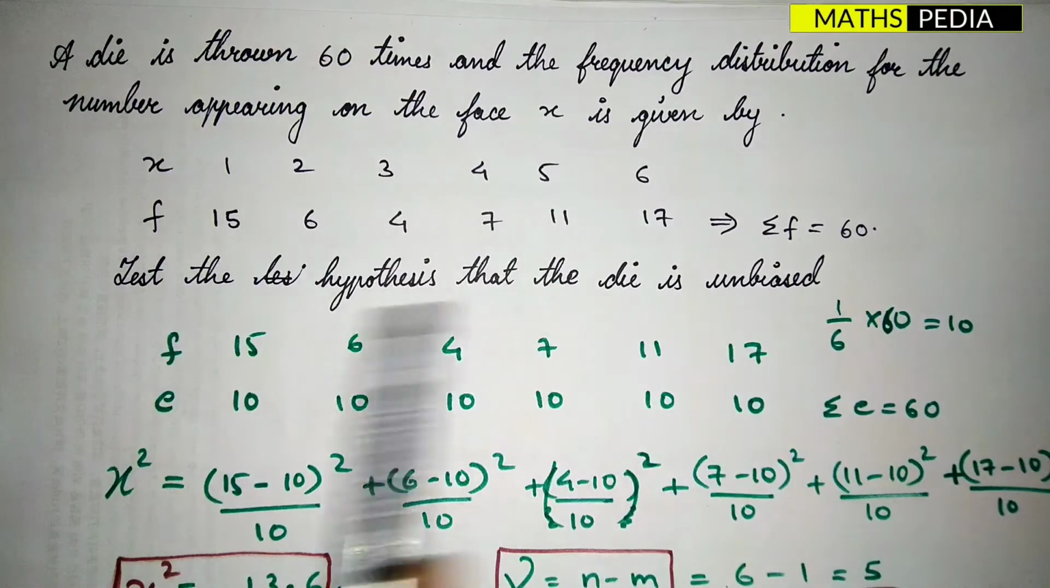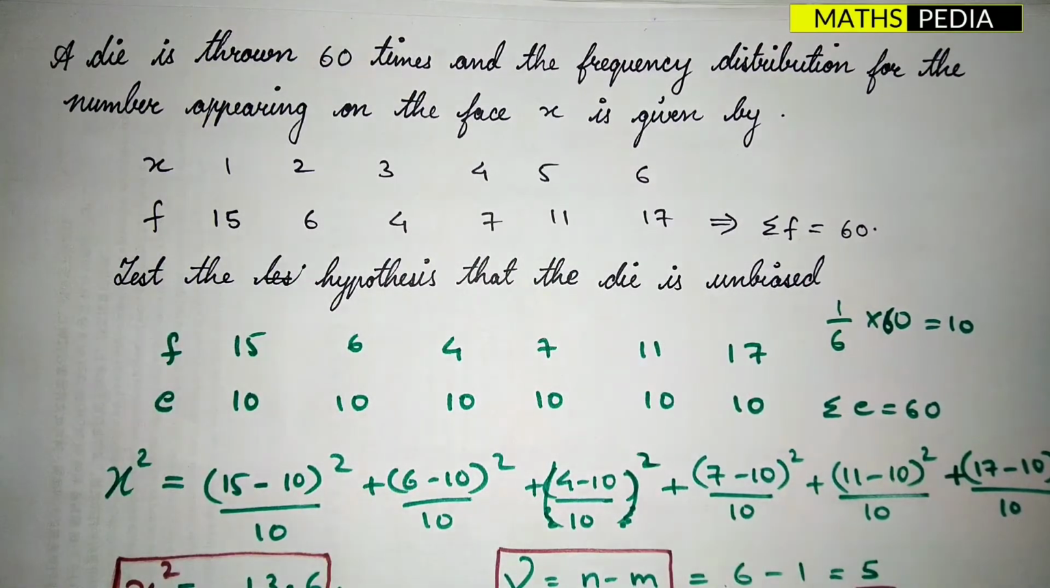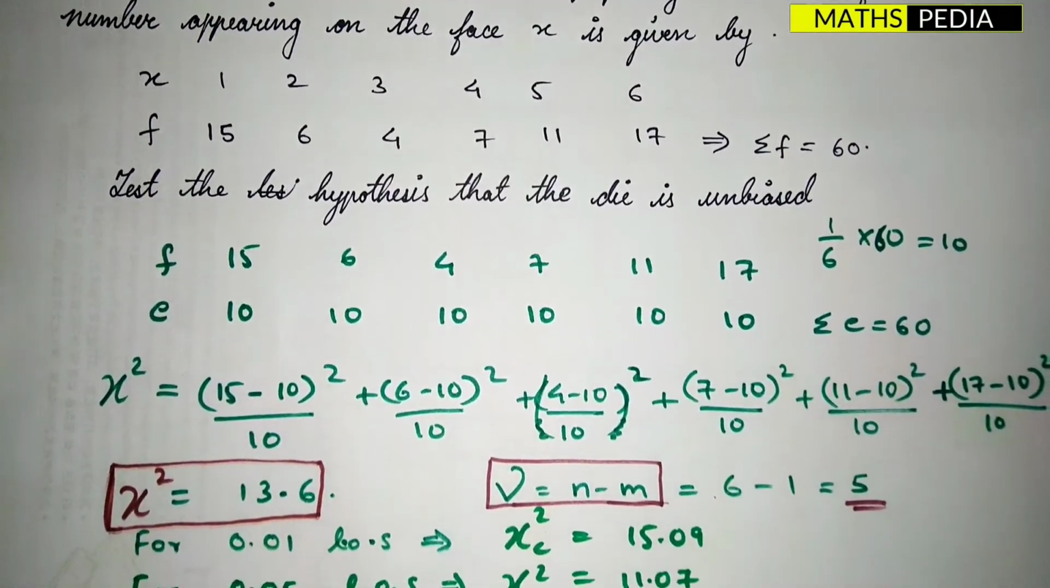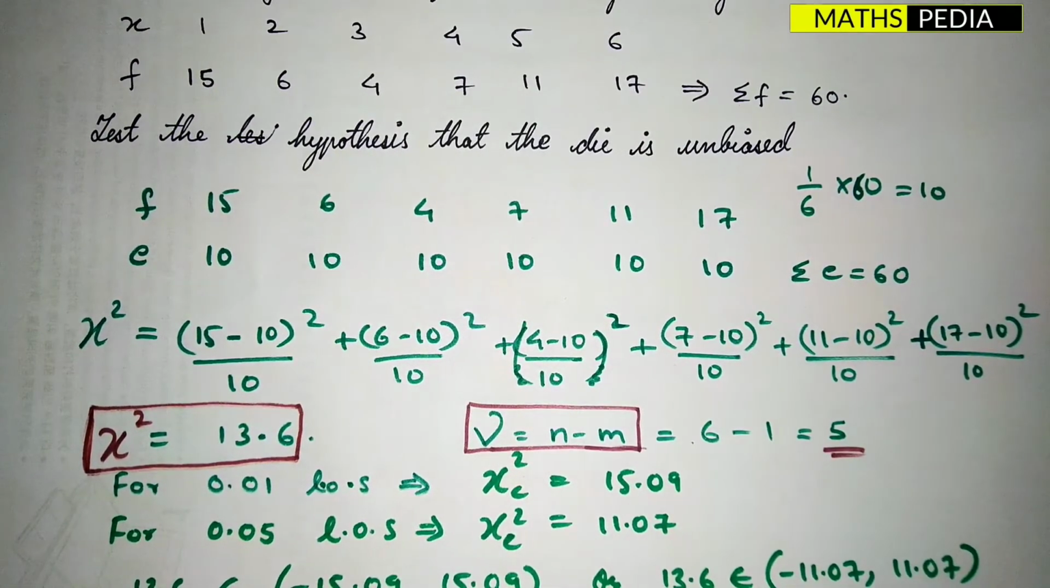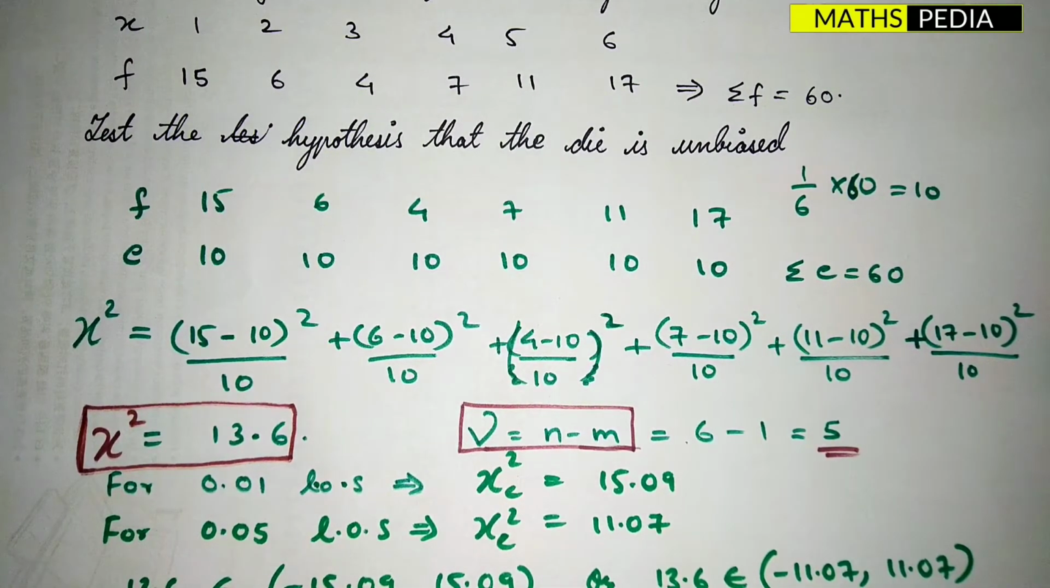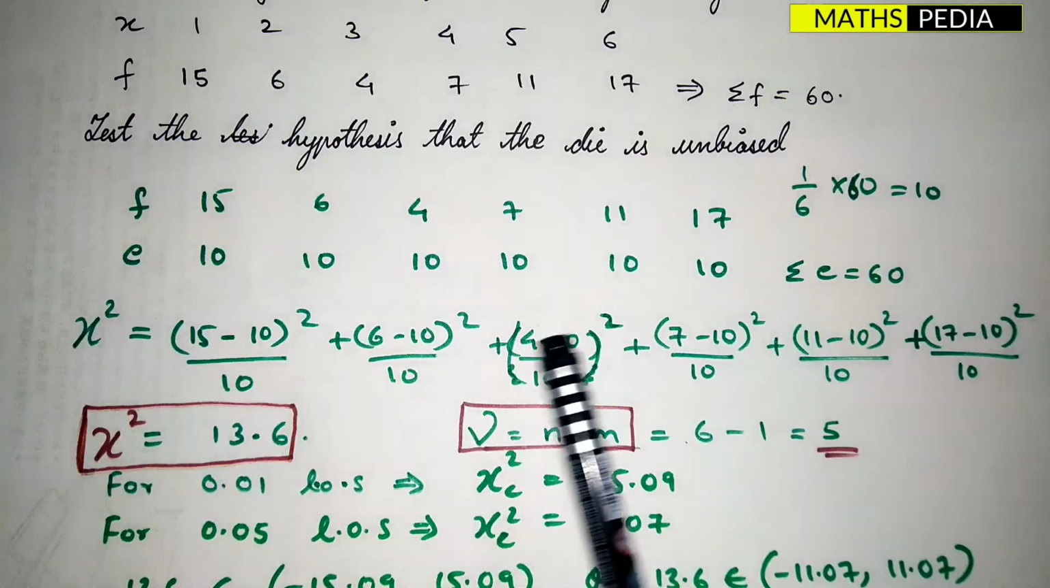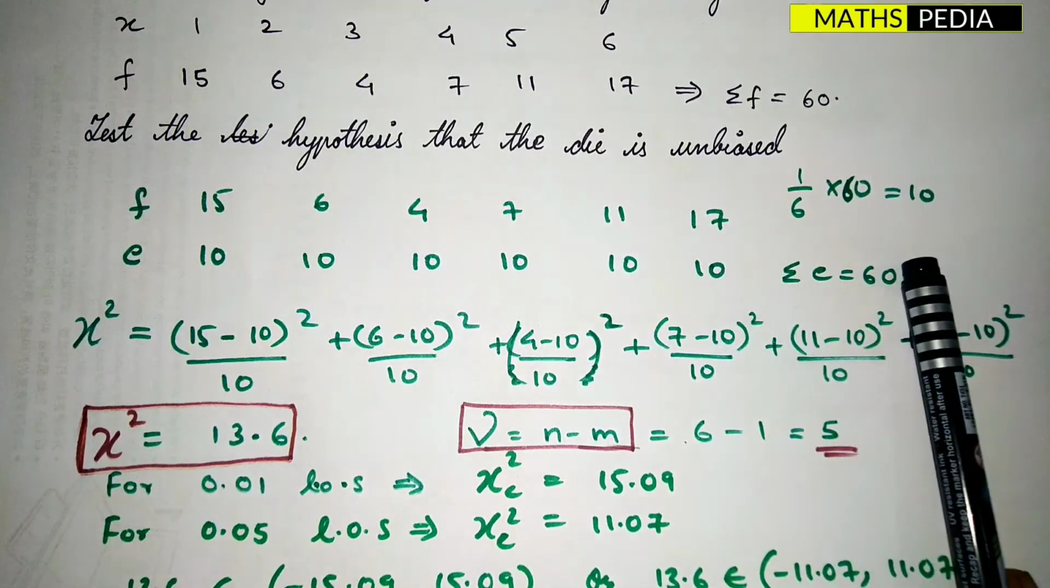First we'll read the question. Test the hypothesis that the die is unbiased. So it is given the die is unbiased, we have to test the hypothesis. Always remember, if the die is unbiased, then the numbers 1 to 6 on the die have equal probability of appearing. That means it has equal probability, 1 by 6. Therefore, what will be the expected frequency of each number?